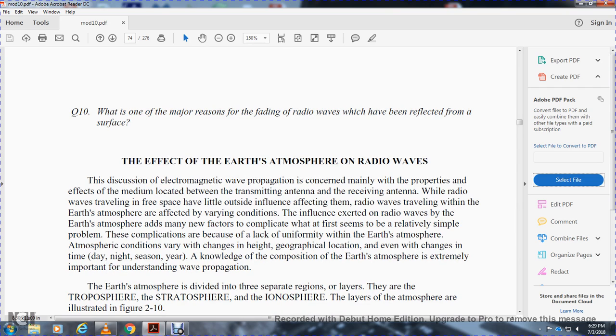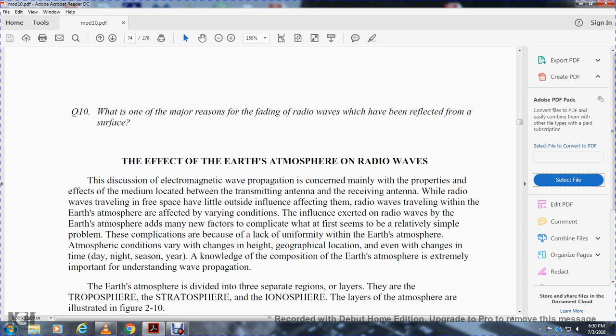Effects of the Earth's atmosphere on radio waves. The discussion of electromagnetic wave propagation so far has dealt mainly with the medium located between the transmitting antenna and the receiving antenna. While a radio wave travels in free space, it has little outside influence affecting it. Within the atmosphere, the Earth's atmosphere introduces varying conditions that influence radio waves. Many of these factors seem relatively simple at first, but the complication is the lack of uniformity of the Earth's atmosphere.